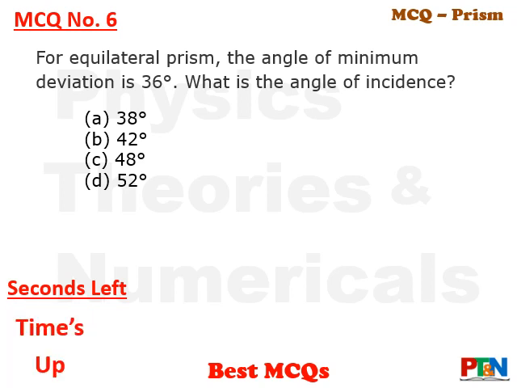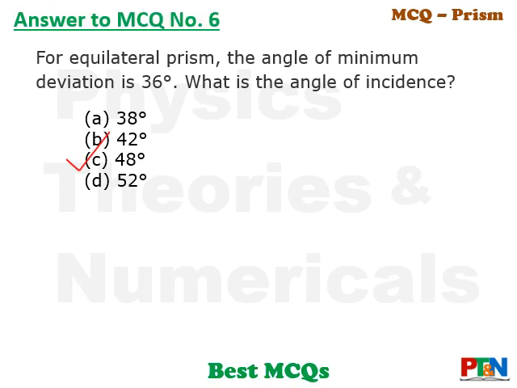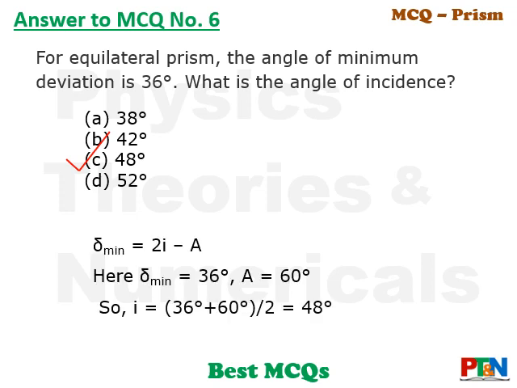Time's up. Let's see the answer. The answer is 48 degree. Let's see the calculation. It is the same old relationship, that is delta minimum is equal to 2i minus A. You put the values, you get the delta minimum. Delta minimum is 48 degree.